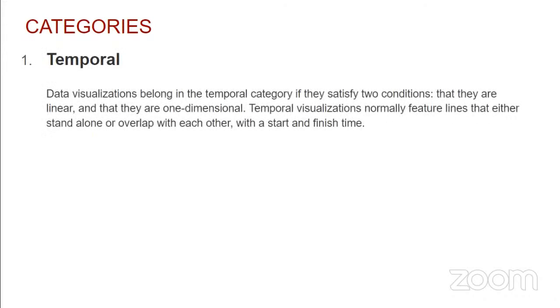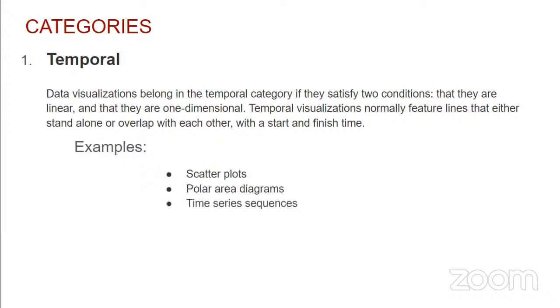So temporal is another category. A visualization belongs in the temporal category if it satisfies two conditions. One is that it is linear and that it is one-dimensional. They normally feature lines that either stand alone or overlap with each other with a start and finish time. I'm just going to look at some examples. Things like scatter plots, polar area diagrams, time series sequences, timelines, line graphs.